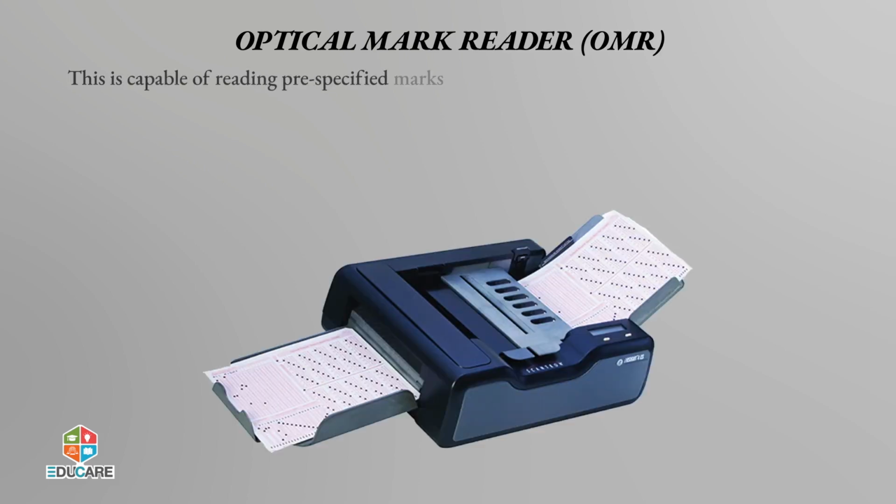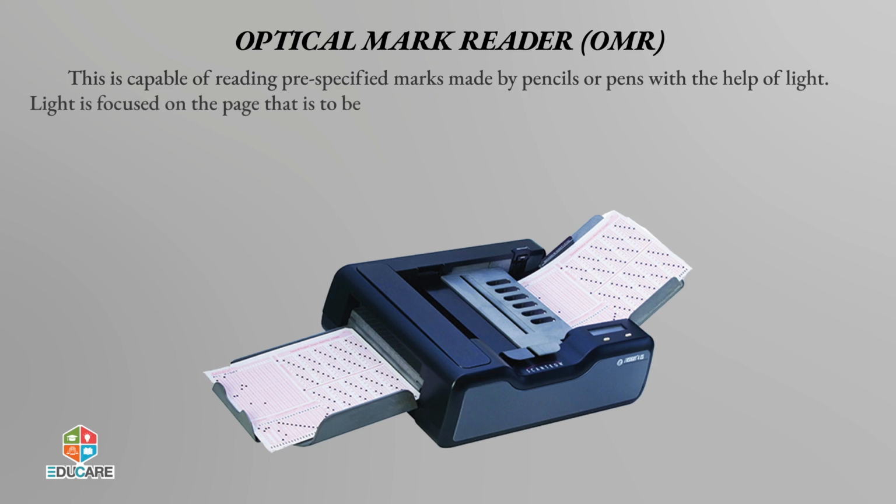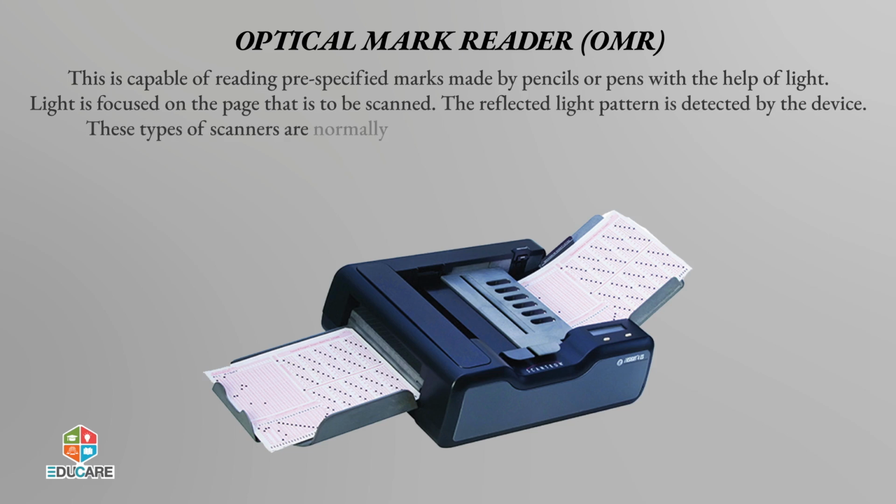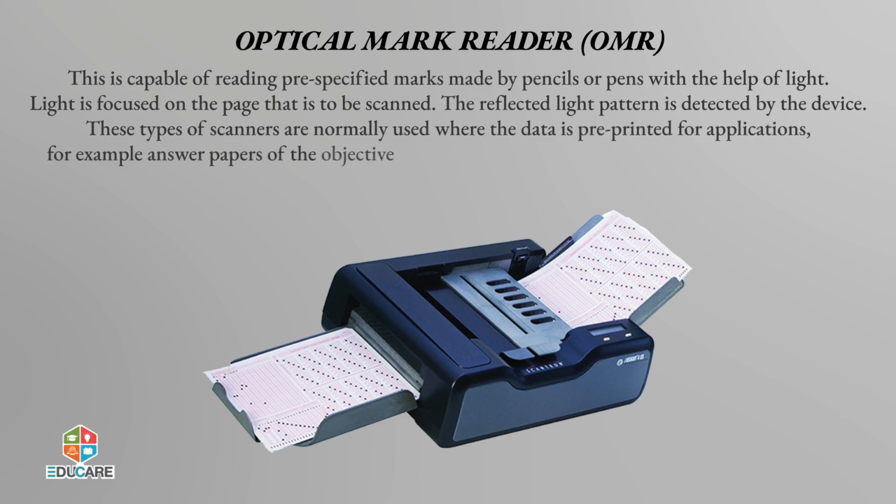Optical mark reader, OMR. This is capable of reading pre-specified marks made by pencils or pens with the help of light. Light is focused on the page that is to be scanned. The reflected light pattern is detected by the device. These types of scanners are normally used where the data is pre-printed for applications, for example, answer papers of objective tests where the answers are marked with pencils or pen.